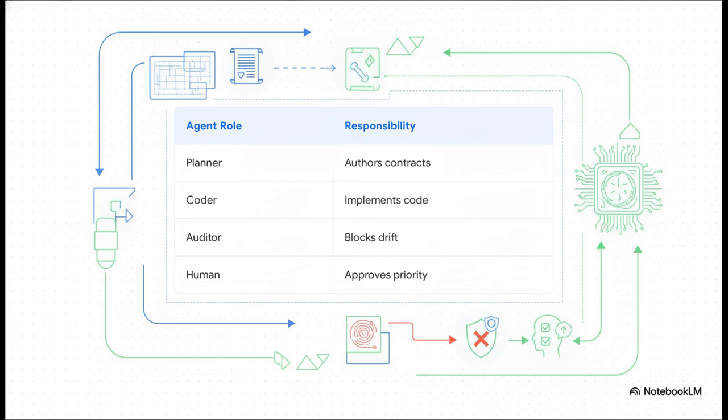You've got a governance or planner agent that authors precise markdown-based iteration contracts. Then a coding agent implements the code to meet that exact contract, nothing more, nothing less. After that, an auditor agent jumps in to check compliance and aggressively block any scope drift. And finally, the human in the loop acts as the ultimate product owner, injecting priorities and approving the overall direction. It's a brilliant way to ensure the codebase never deviates from those core structural governance standards.